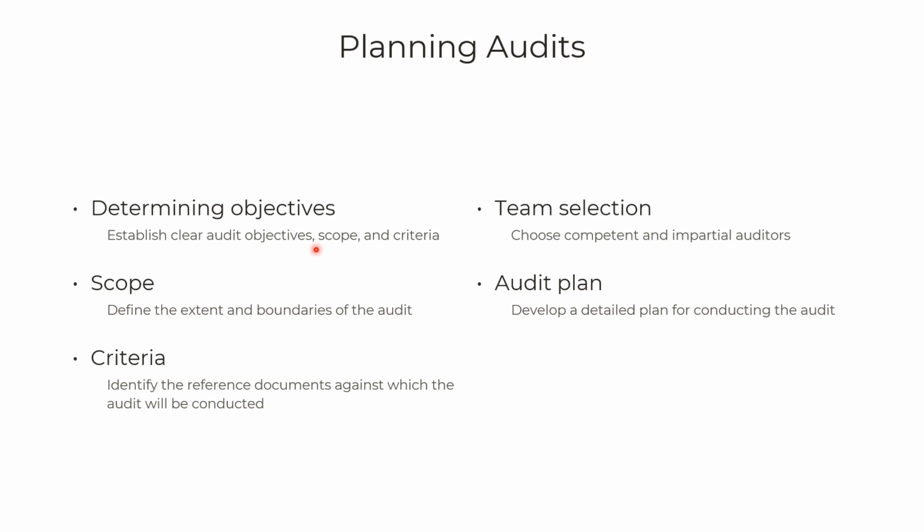Next, the scope. Here, we define the extent and boundaries of the audit. It's about understanding the limits of what will be audited, ensuring that no area is left unchecked and that the audit does not stray into irrelevant areas.